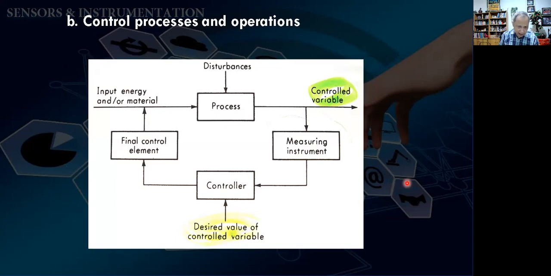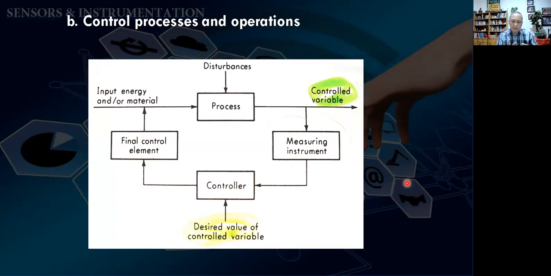This looks like the block diagram of a system process operation. There is input to the process, there are also disturbances, and then it outputs the controlled variable. Then we measure it using a sensor or measuring instrument, and then we feed it back.